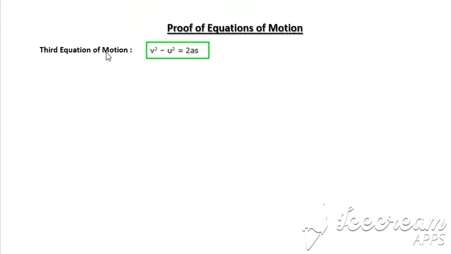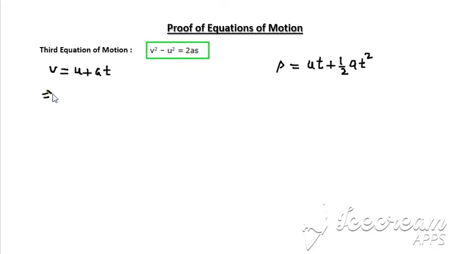Well, this third equation of motion, which is v square minus u square is equal to 2as, is basically the combination of the first two equations, in which the first equation was v is equal to u plus at, and the second equation that we have proved earlier is s is equal to ut plus half at square, where s is the displacement. Now if we combine these two equations together and eliminate the time, we will find the third equation will be proved. So let's do that.